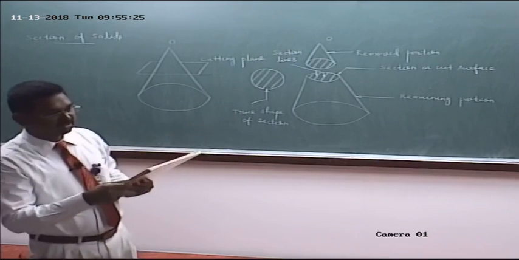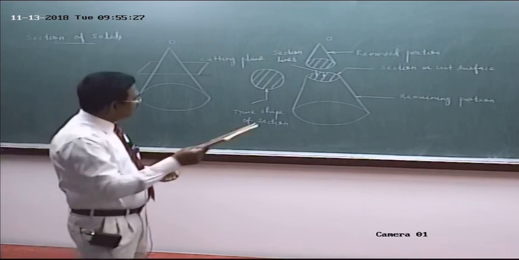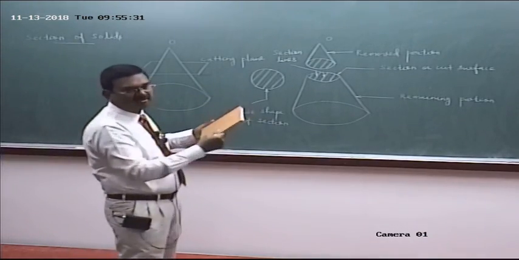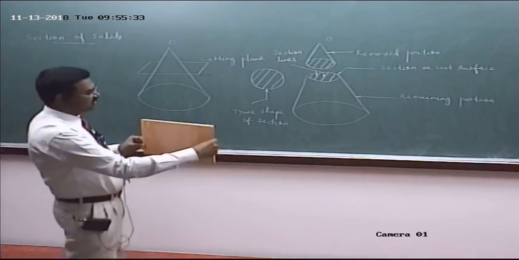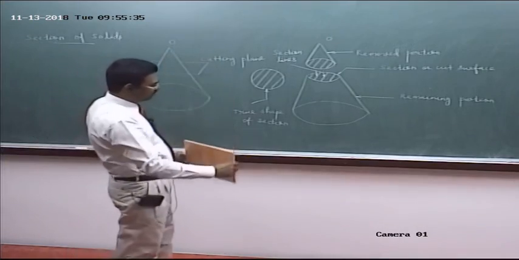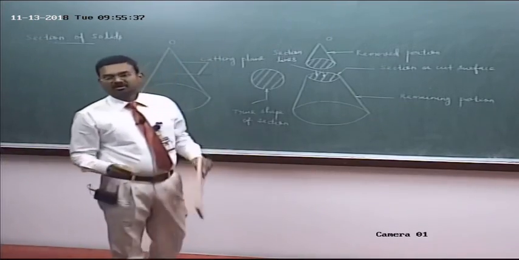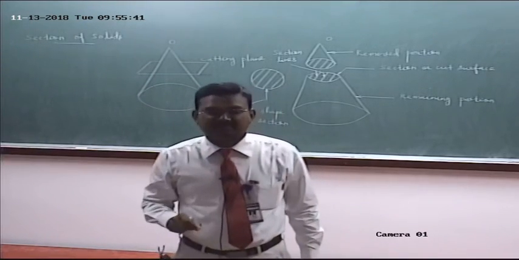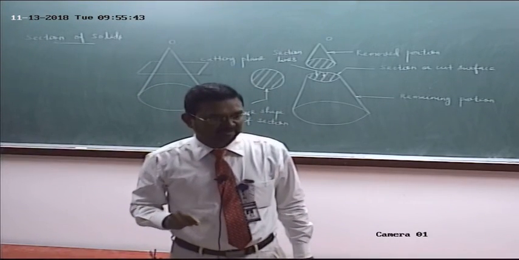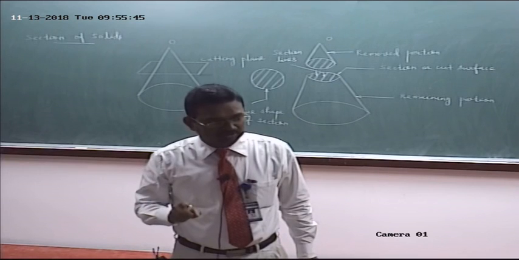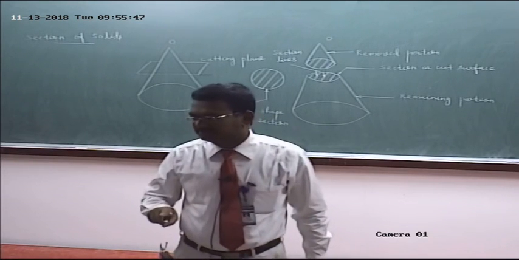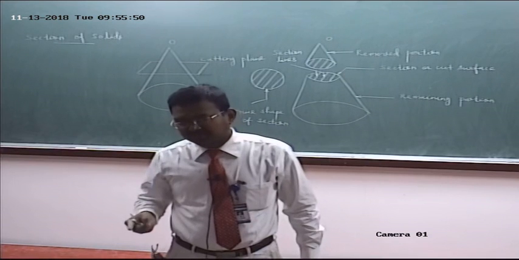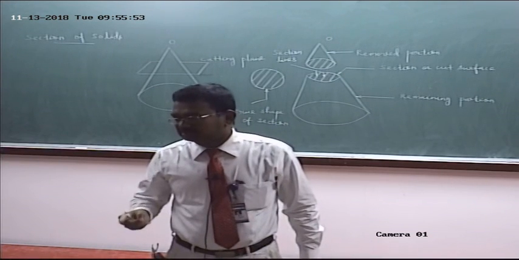The fourth: the cutting plane is inclined to HP, perpendicular to VP. The fifth: the cutting plane is perpendicular to HP, inclined to VP. So the cutting plane is positioned with reference to VP and HP as perpendicular to any one of the reference planes and parallel or inclined or perpendicular to the other reference plane.